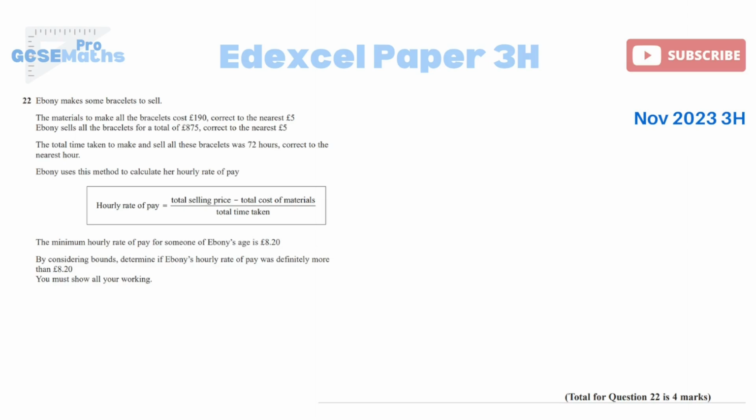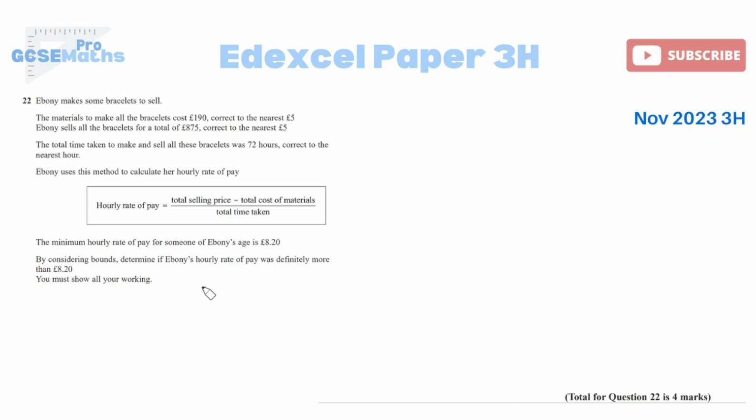Ebony uses this method to calculate her hourly rate of pay. So you can see the hourly rate of pay is the total selling price minus the total cost of materials, divided by the time taken. The minimum hourly rate of pay for someone of Ebony's age is £8.20. By considering bounds, determine if Ebony's hourly rate of pay was definitely more than £8.20.